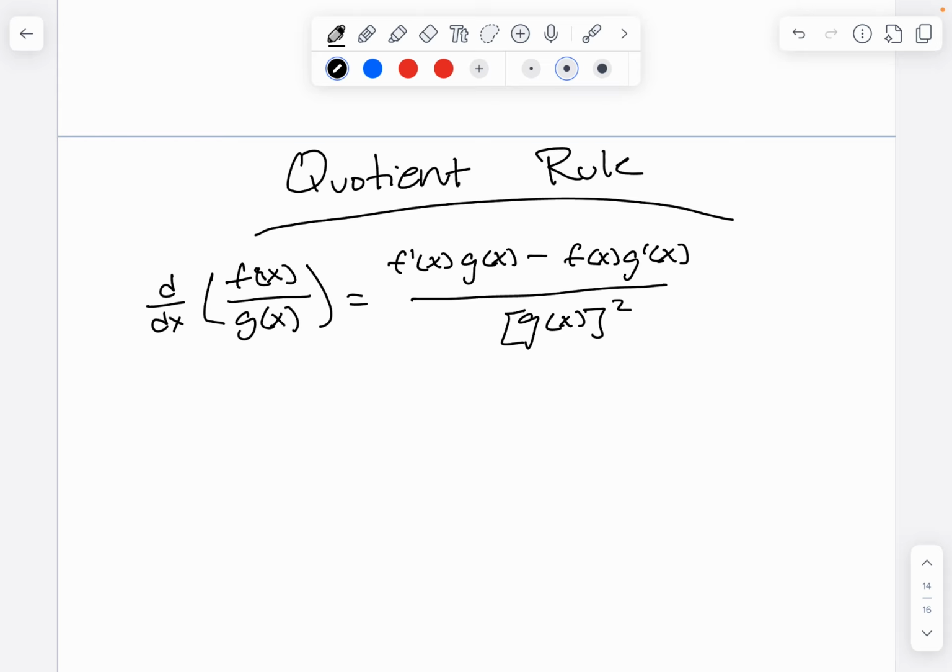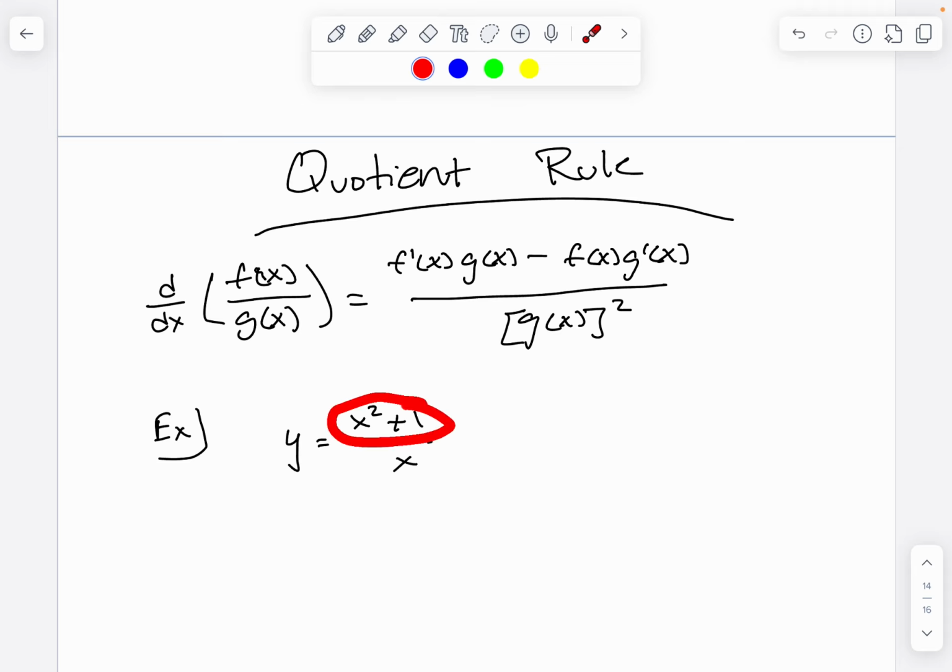So, quick example, we'll have y is equal to x squared plus 1 over x. So immediately we can see we have a function divided by another function. So that is when we use the quotient rule. So let's go ahead and try it.